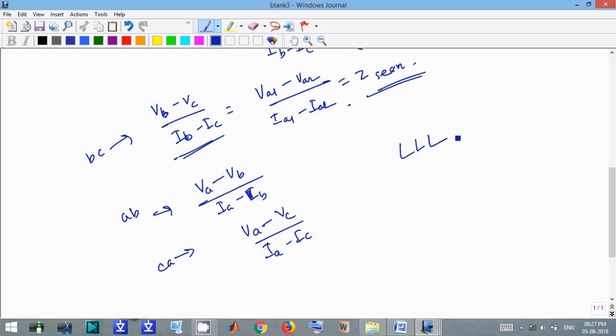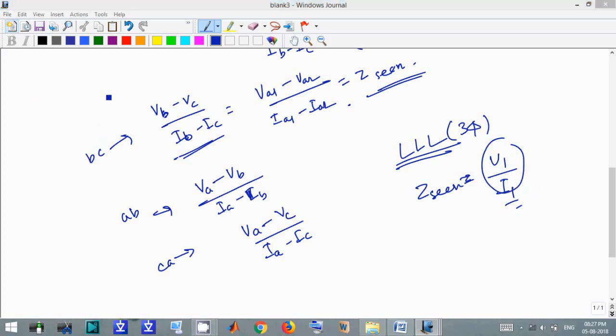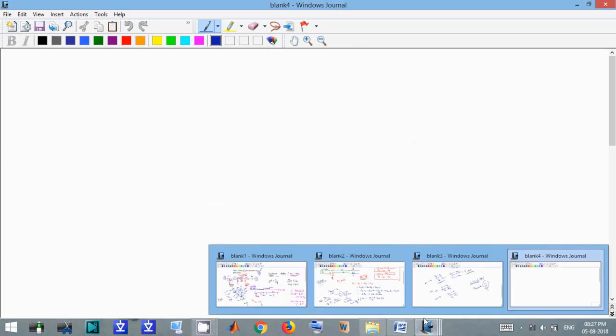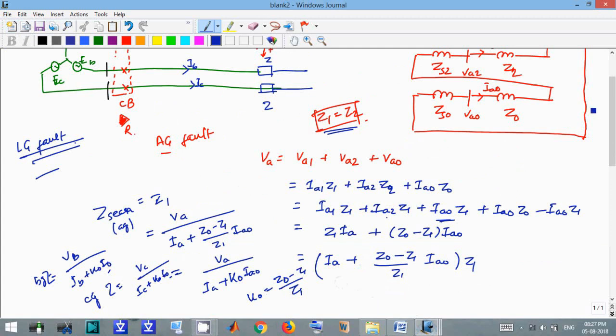And always remember, we all know in a three phase fault, our ZC is always our positive sequence voltage divided by positive sequence current. So there is no need to build this thing. Now we need to draw the control circuit diagram. So if we get back to this.